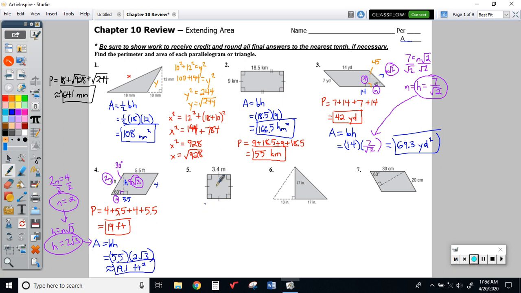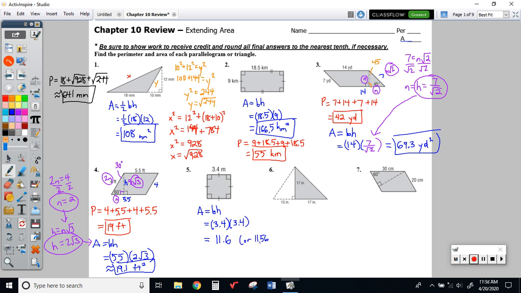For number 5, this is a parallelogram still, but it's a square, a very specialized type of parallelogram. We'll start with area on this one. Base times height becomes 3.4 times itself. So if you just multiply 3.4 times 3.4, you have 11.6 rounded off to the nearest tenth. 11.56 I would also accept if you were one of my students.